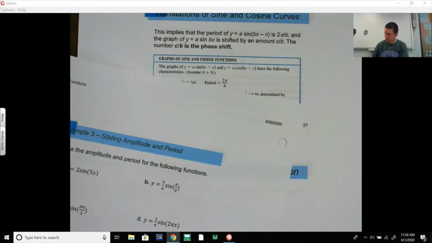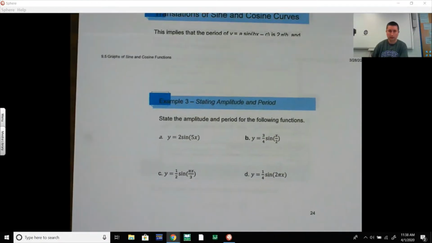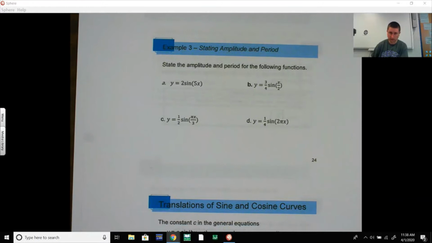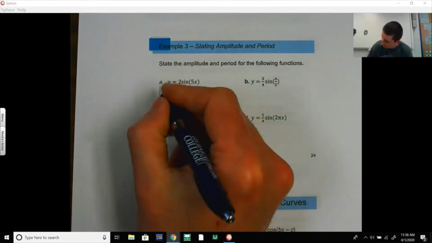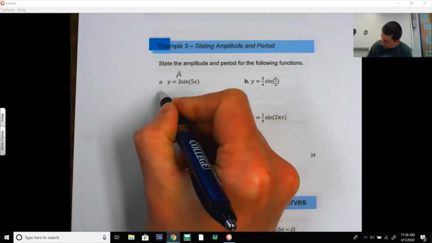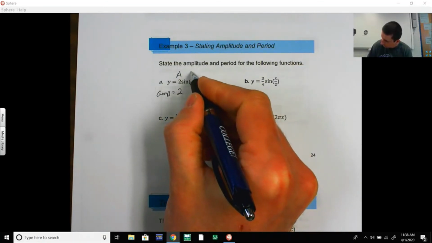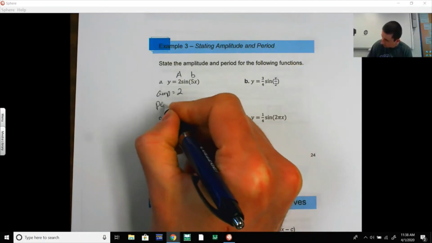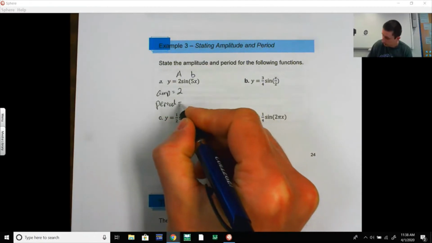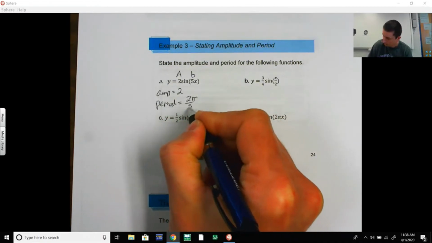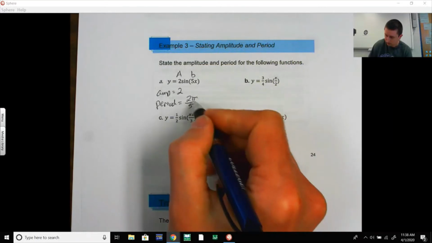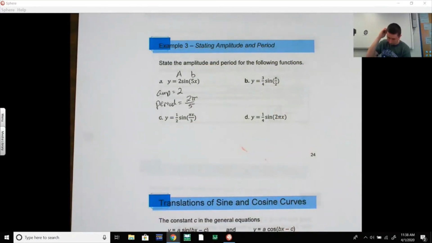Okay. So state the amplitude and period for the following functions. You have a lot of questions just like this. So here, this is your A, so amplitude equals 2. This is your B, so your period equals 2 pi over 5. Okay, and we'll just leave it like that. If you can reduce it, reduce it.